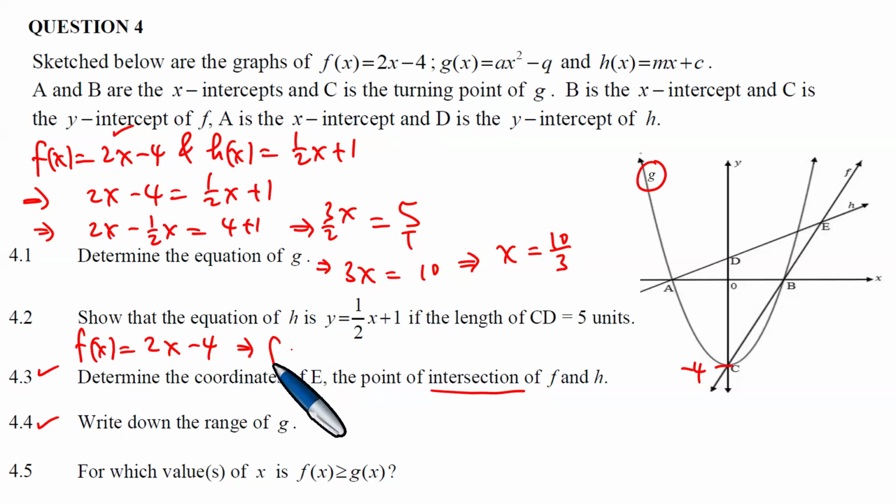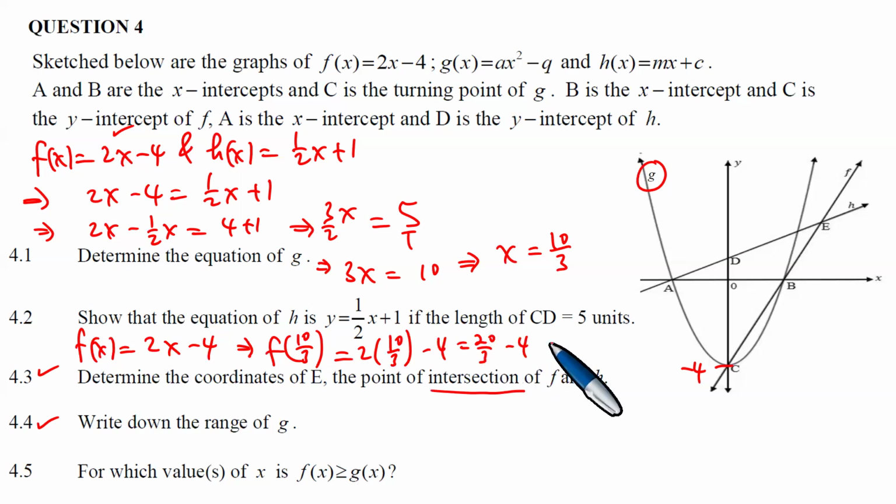Our x is 10/3. And this is 2 times 10 over 3 minus 4. What is 2 times 10? 20 over 3 minus 4. What is 3 times minus 4? It is minus 12 over 3. And 20 minus 12 is what? It is 8 over 3.